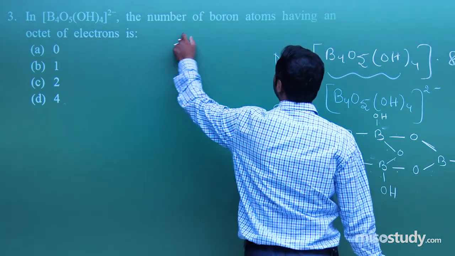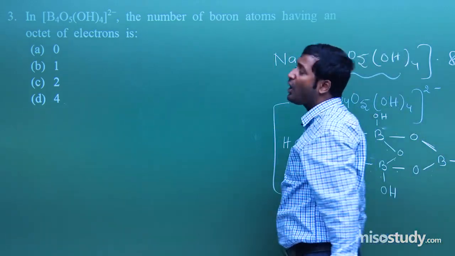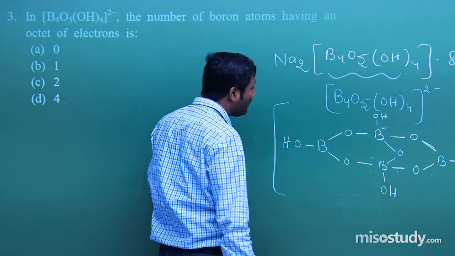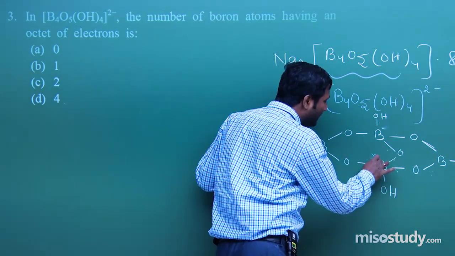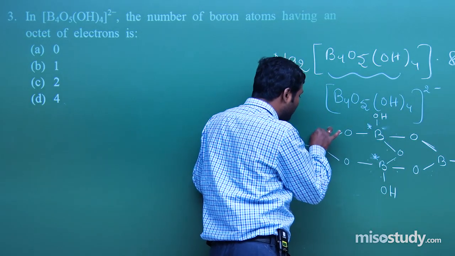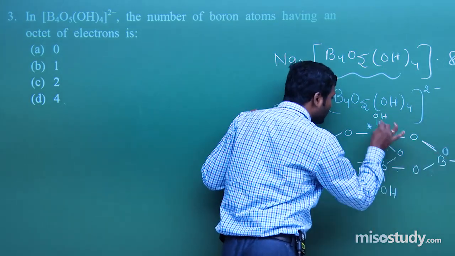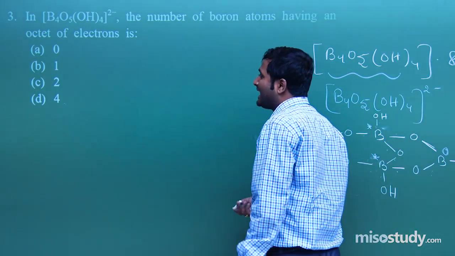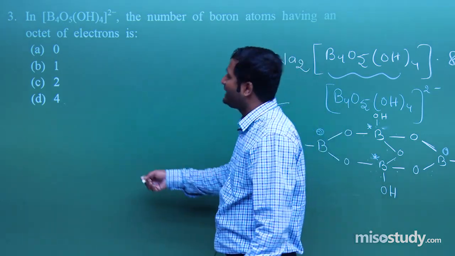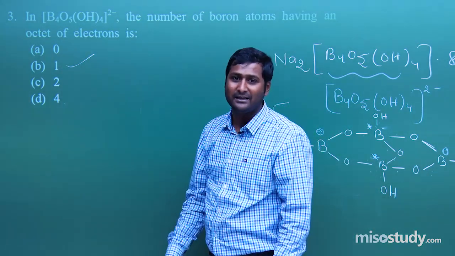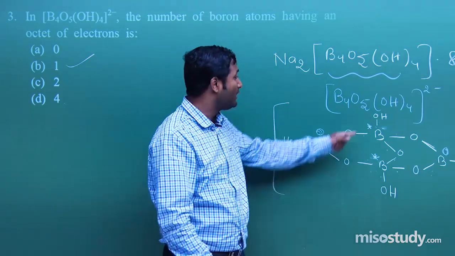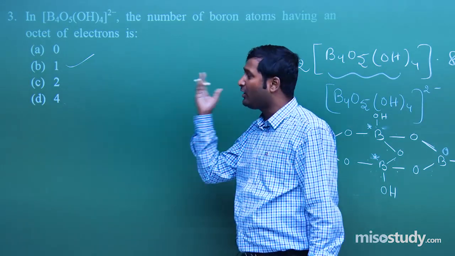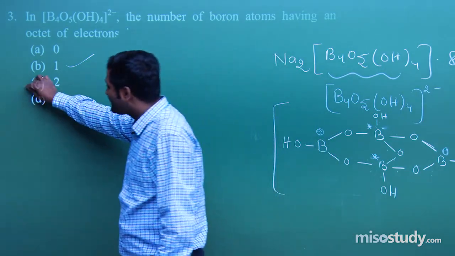Now the question is the number of boron atoms having an octet. Octet means 8. So tell me, how many boron atoms? This one and this one are, and this one is not and this one is not. So 2 boron atoms have an octet of electrons. Now what is the answer? Sir, it's very simple. The answer is 1. Am I right? Sir, you are wrong. As you told, there are 2 borons. So why are you giving the B option as the correct option? Sir, C is the correct option.